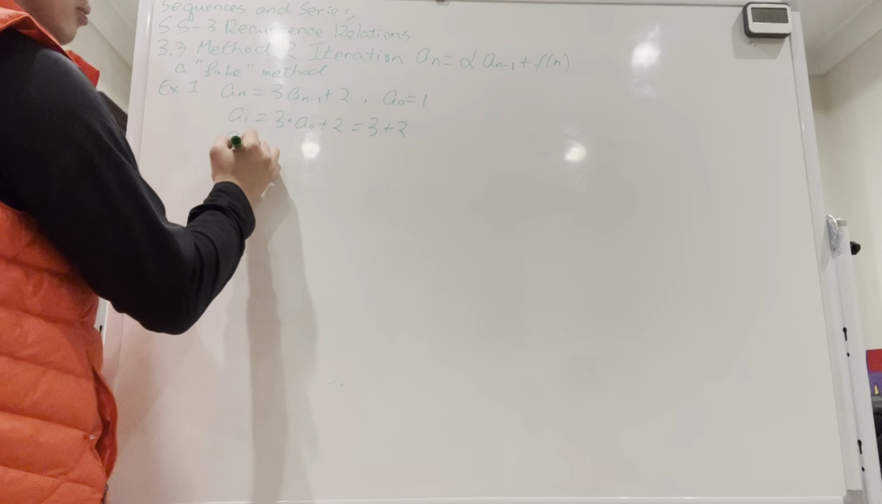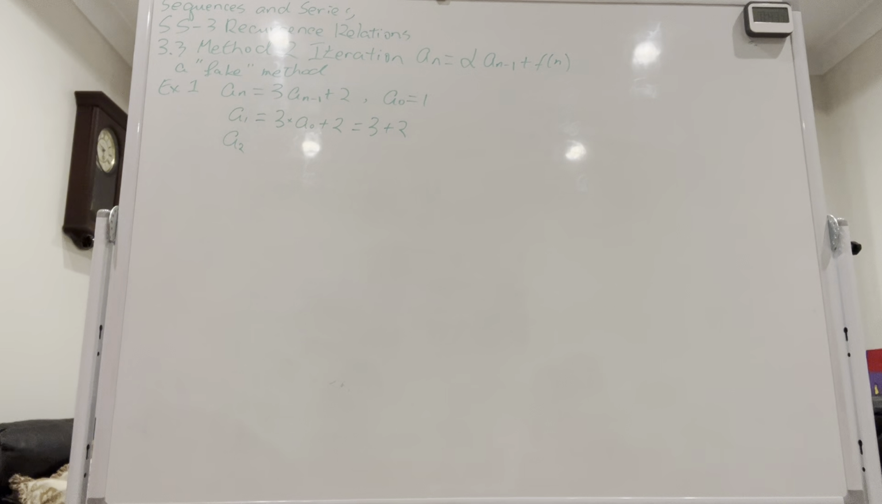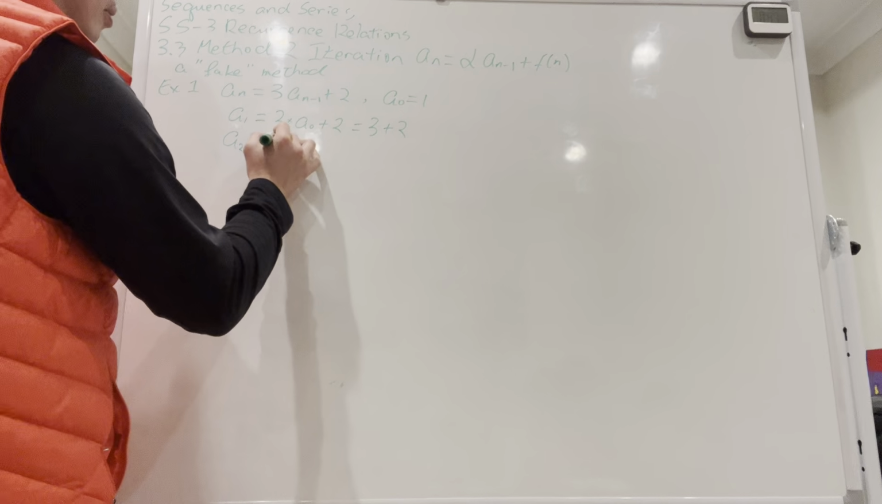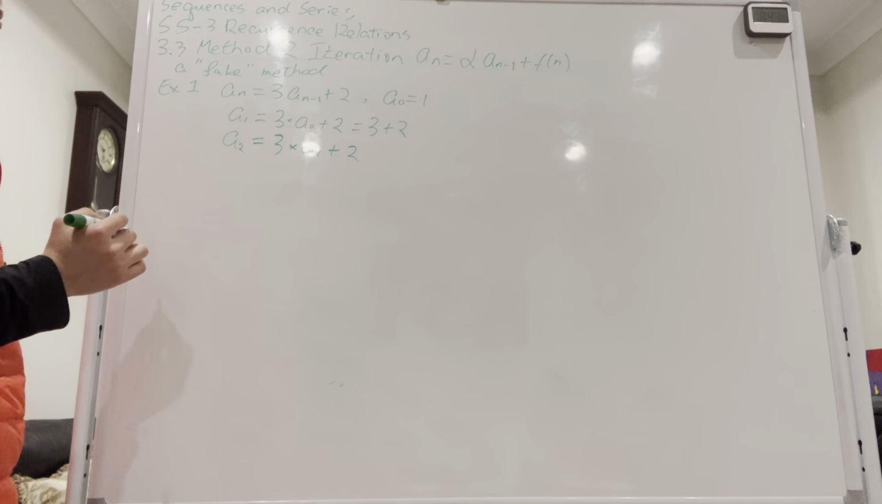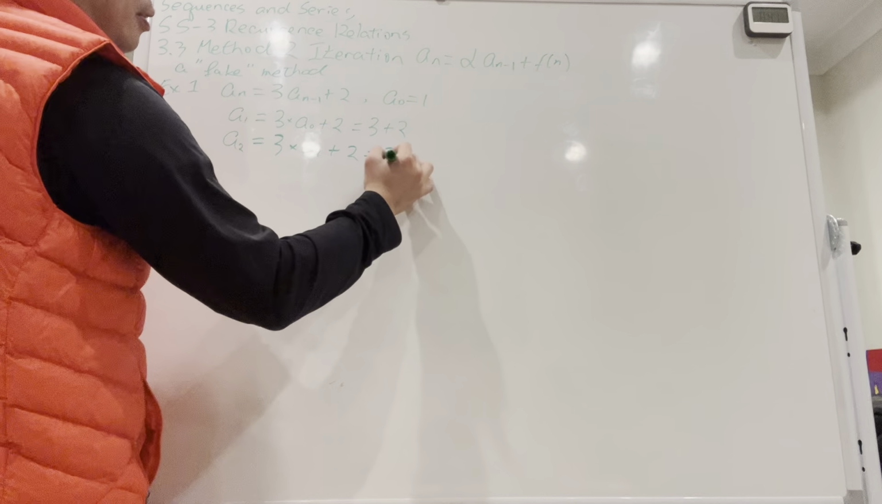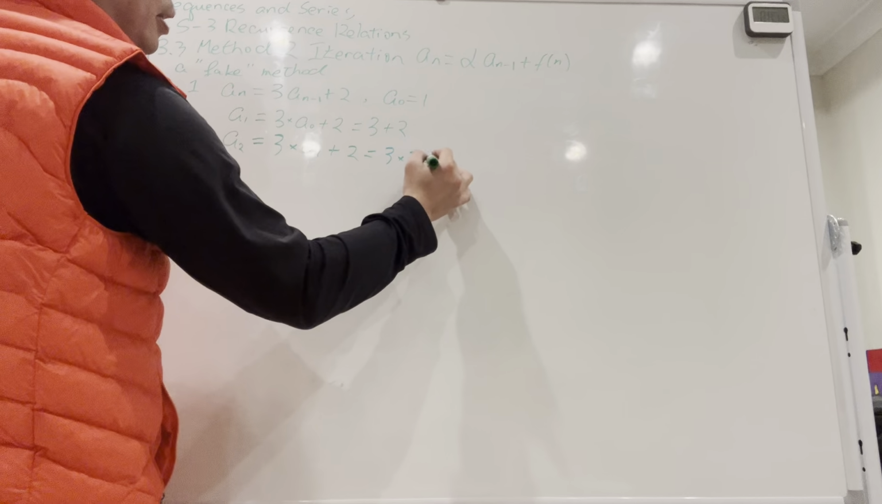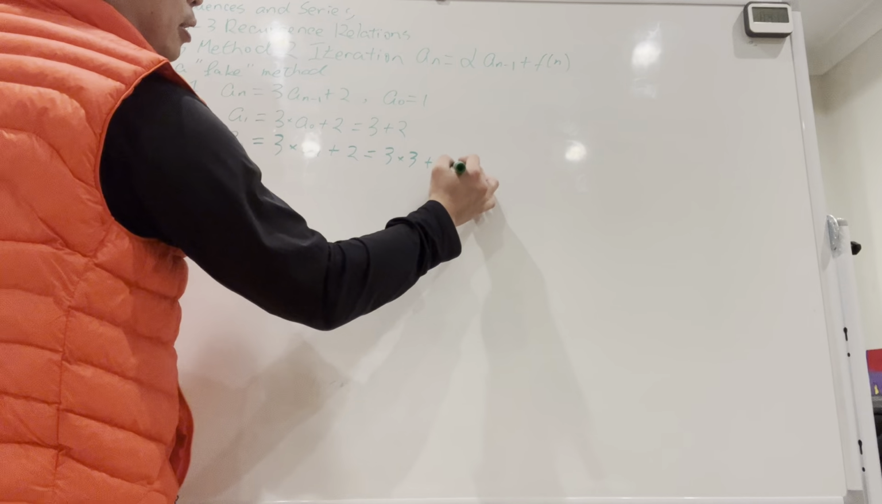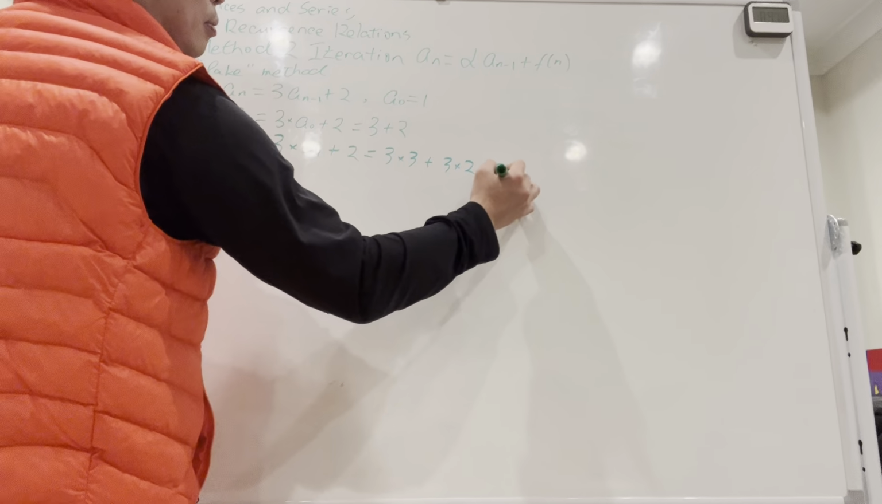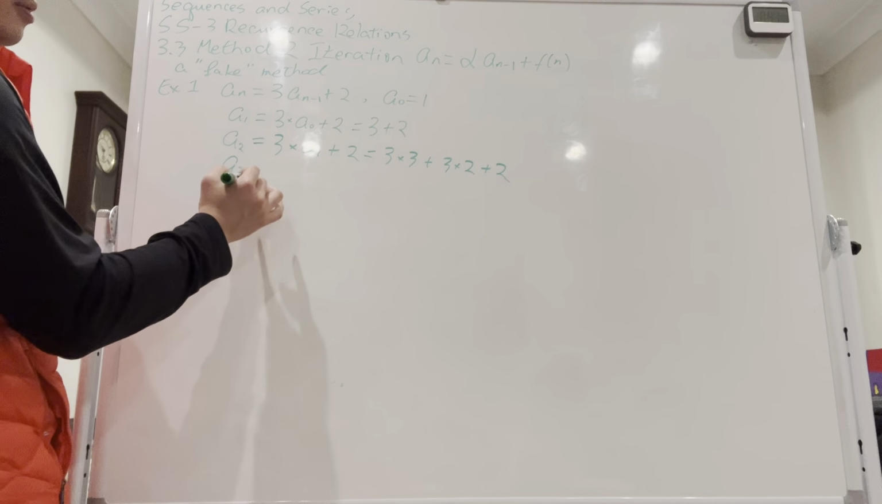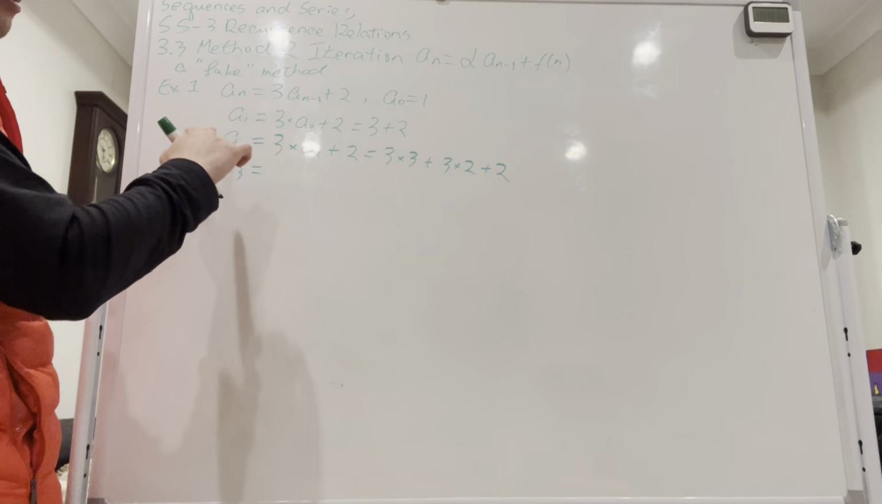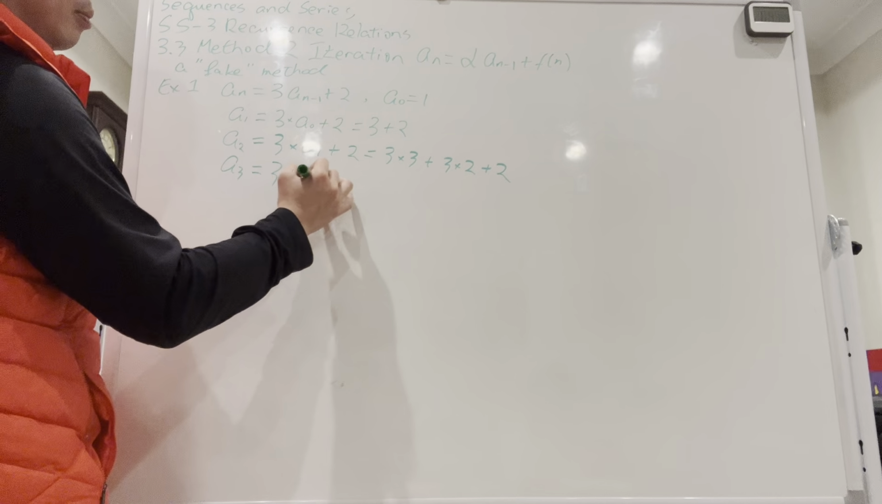What is a2? a2 is equal to, no computation, just tell me what a2 is. a2 is 3 times a1 plus 2. Okay, so then 3 times 3, plus 3 times 2 plus 2. a3 is 3 times a2 plus 2.